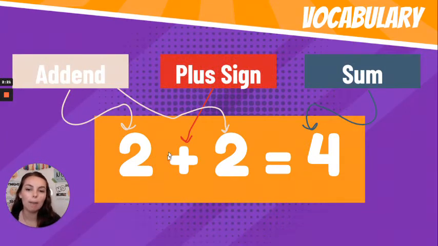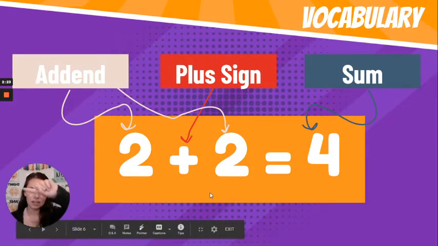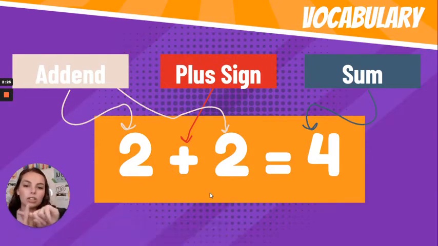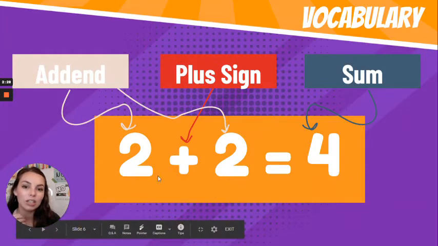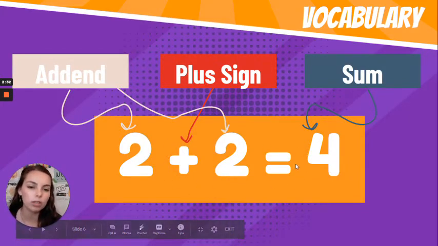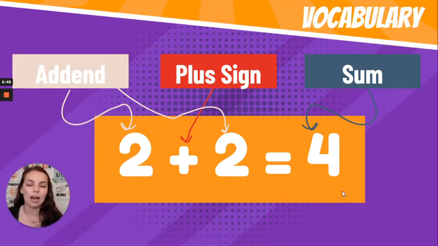Next, I have the plus sign. It looks like a little T or a little cross. That tells me in math that I need to put these numbers together. I also have the equal sign, and then the last one is the sum. After I put these numbers together, I get a new number, a bigger number, and that is my sum.